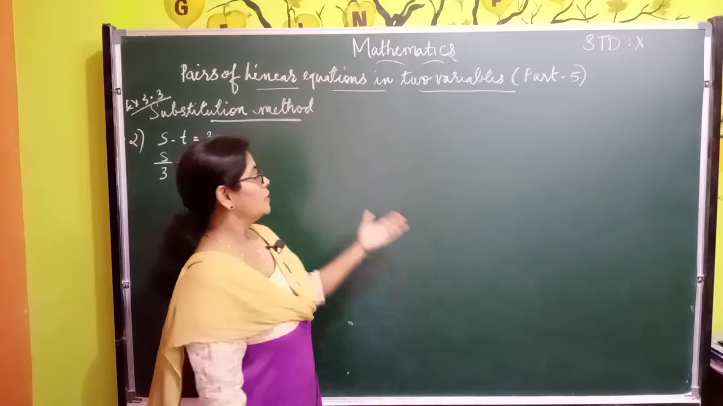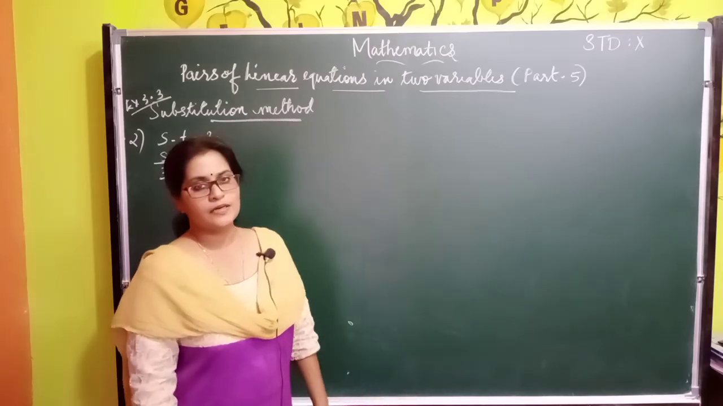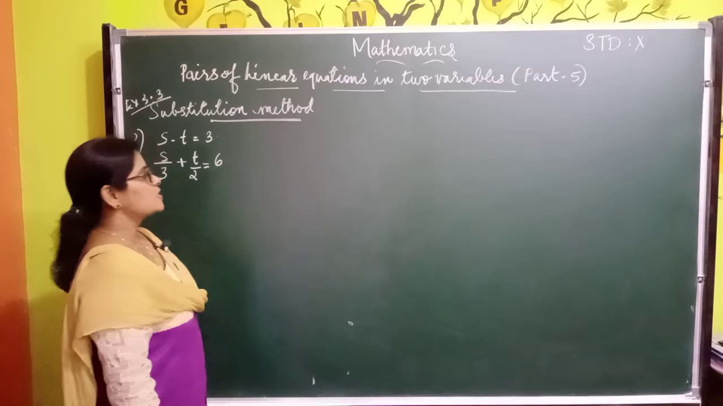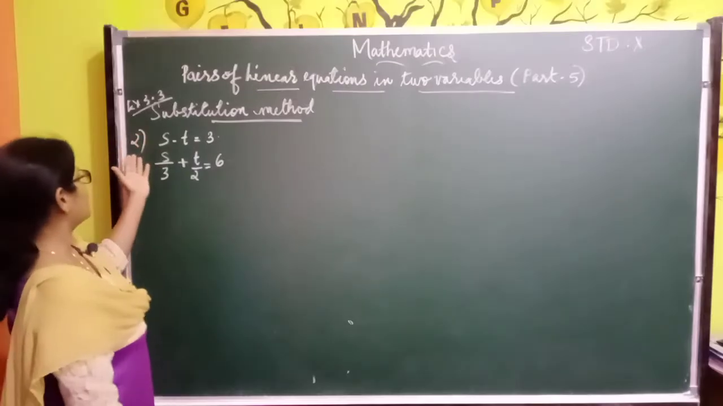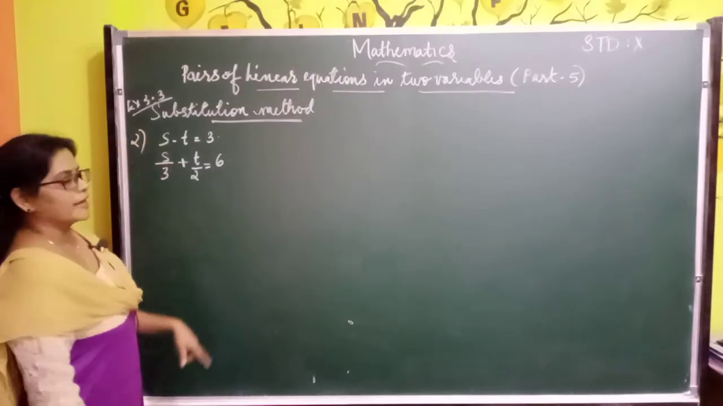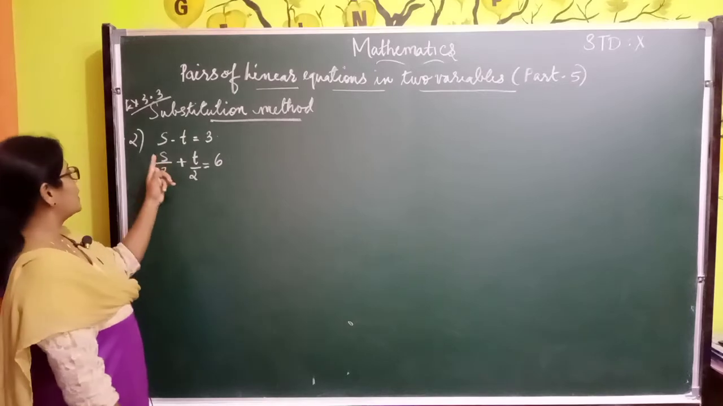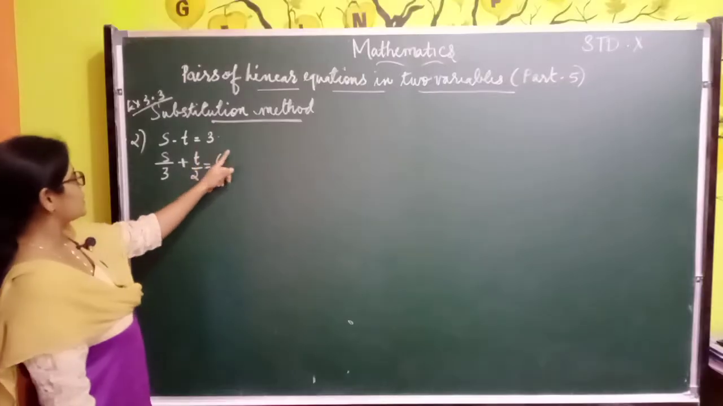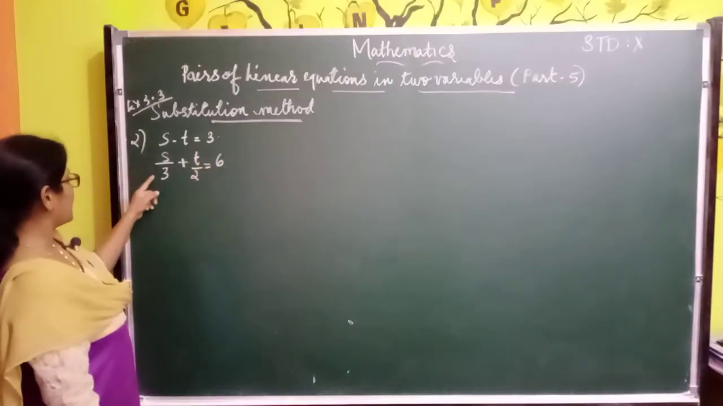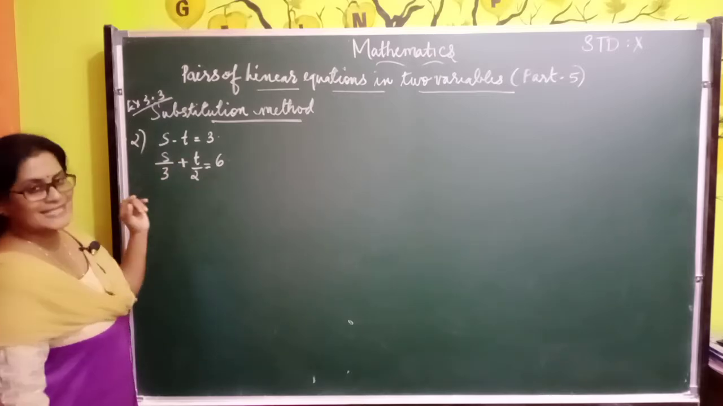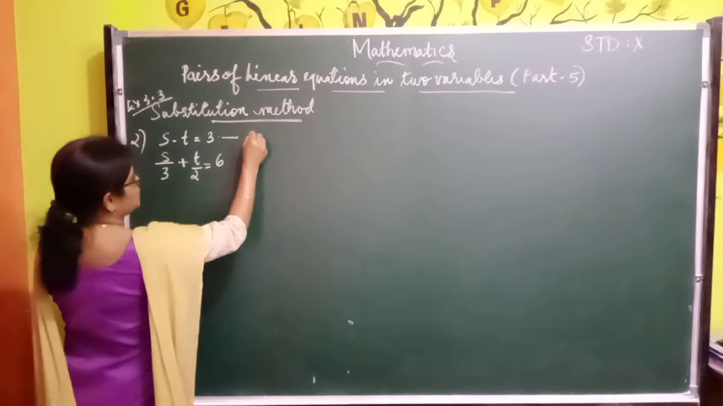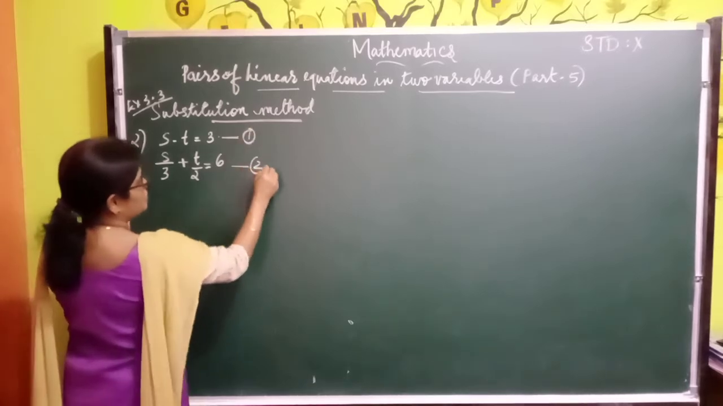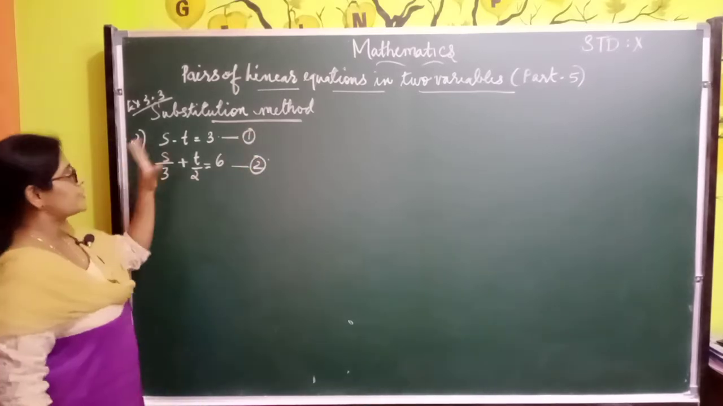Welcome back. Let us proceed with the substitution method. So from exercise 3.3, here I have question number 2. s minus t equals 3 and s by 3 plus t by 2 equals 6. So s minus t is equal to 3, this is equation 1, this is equation 2. We are dealing with the substitution method.